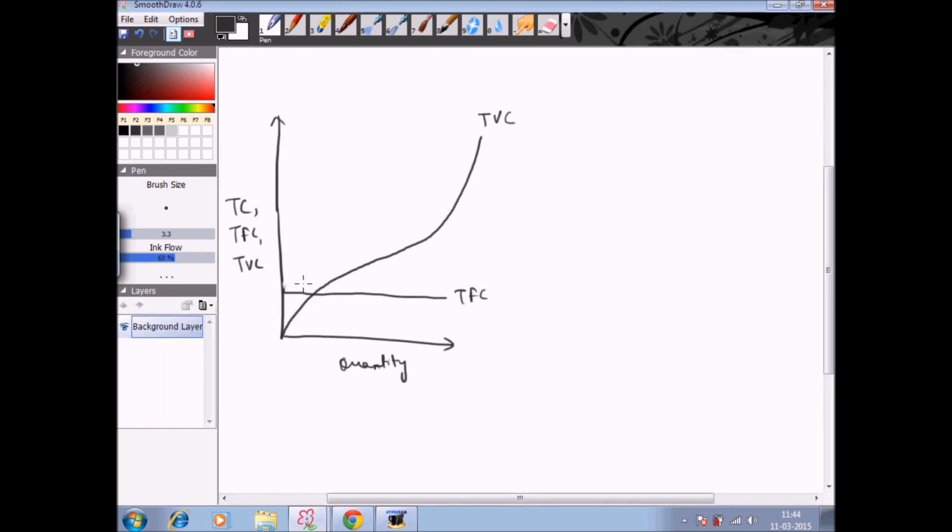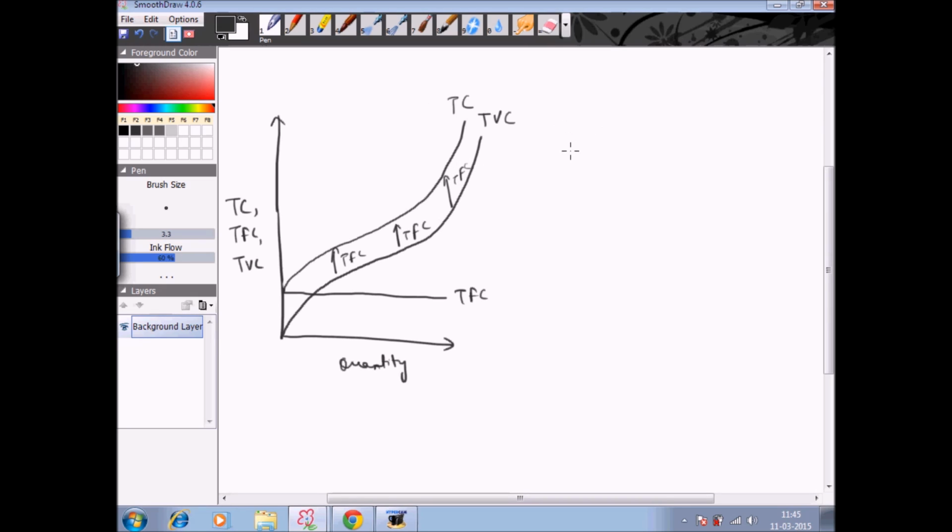What about the total cost curve? The total cost curve will look alike and will show the same behavior as shown by the total variable cost. What we do is we add the total fixed cost to the variable cost. That is why the total cost curve starts from this point, that is from the point where total fixed cost curve has started, and it also increases at a decreasing rate and then it starts increasing at an increasing rate. So this is the total cost curve. We add on the total fixed cost to the total variable cost and we get the total cost curve.